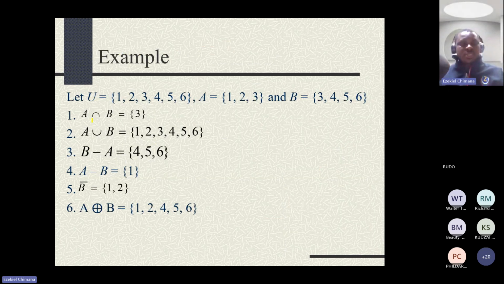So this was an exercise. This is an example where you have the universal set 1, 2, 3, 4, 5, 6, and then you've got A with 1, 2, 3, and B with 3, 4, 5, 6. And then you are being asked to find A intersecting B.